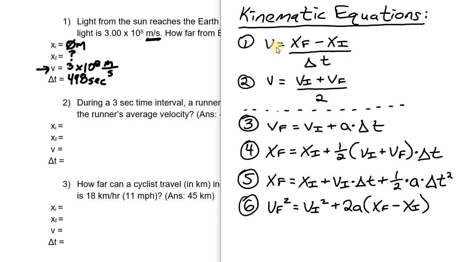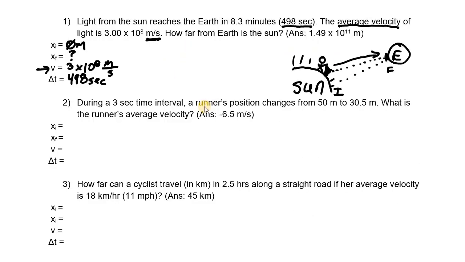Looking at the other variables we have here, are we given our final position, initial position, and our delta t? Well, yeah. Okay, that's nice. What about this? Are we given our initial velocity and final velocity? No. Okay, that's simple enough. Let's just use this formula right here. I'm going to write that out: v is equal to xf minus xi divided by delta t.